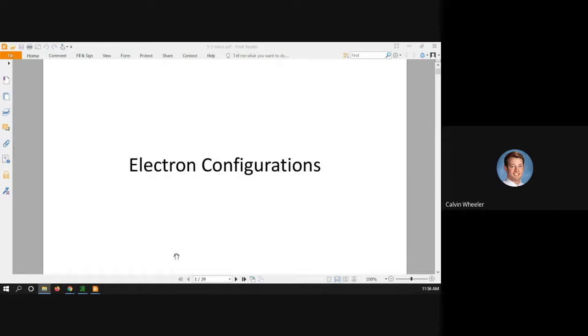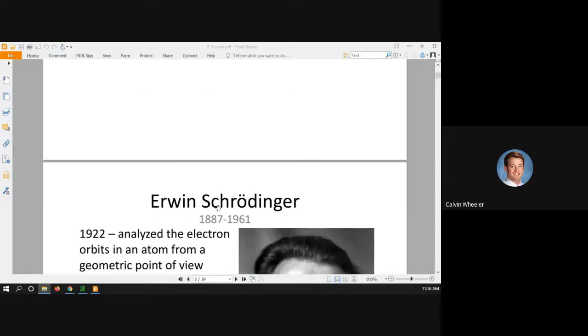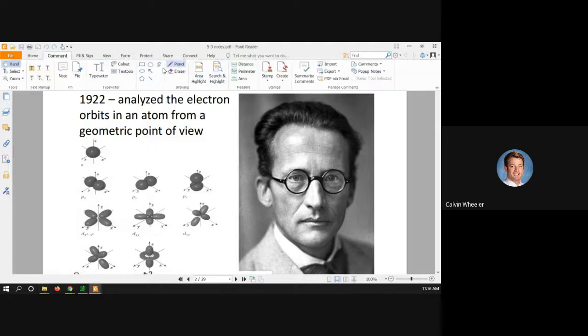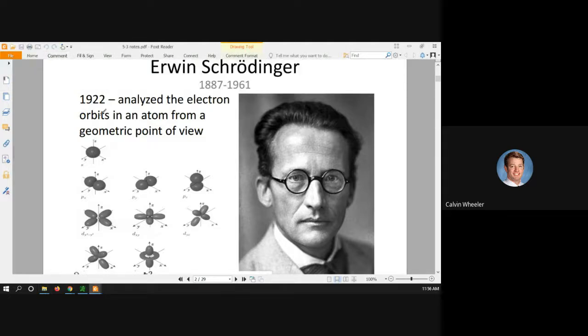That model, I think from 1924, talks about how electrons are in regions around the nucleus that we don't really know the location of. So instead, we define regions in which they have a high probability of being. So that's our goal here. I might have said 1922 or 24, but Erwin Schrödinger analyzed electron orbits in an atom from a geometric point of view. And at this point, we transition from using the term orbit.